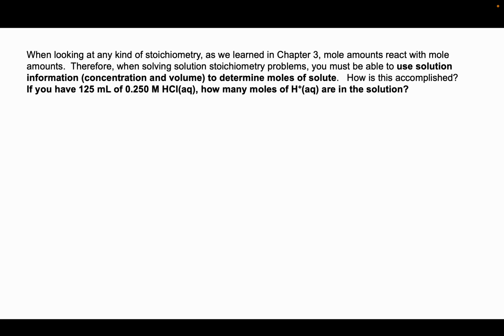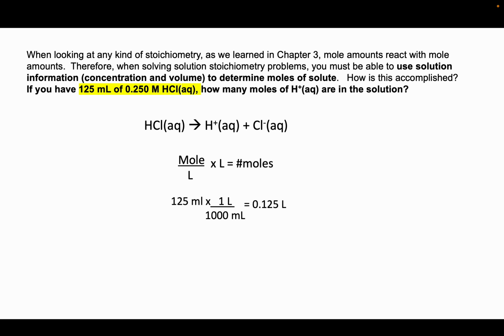How is this accomplished? So I see information given about a solution of hydrochloric acid. I see both the volume and the concentration, and we're asked how many moles of H plus are going to be in the solution. Hydrochloric acid is a strong acid. It's going to completely dissociate to give me H plus and chloride. If I have information involving the concentration and volume, I can use that to get to number of moles.